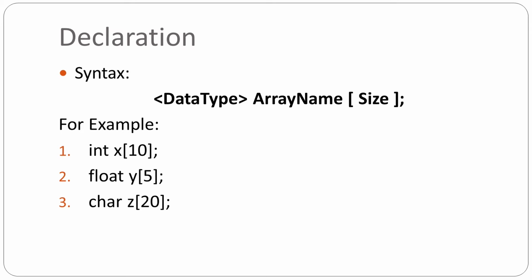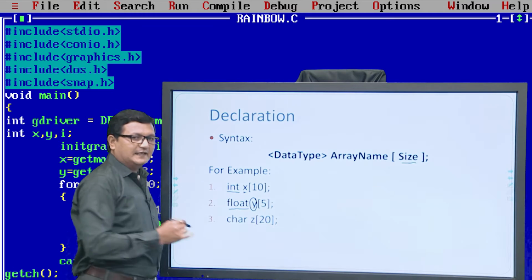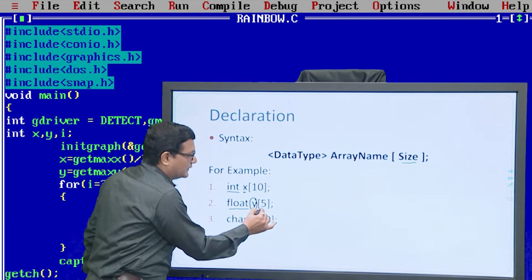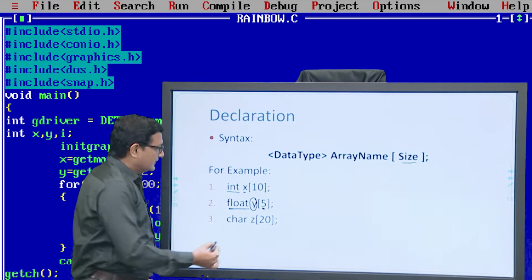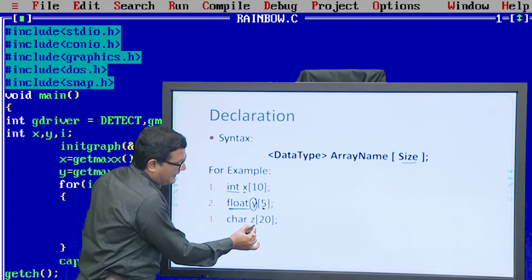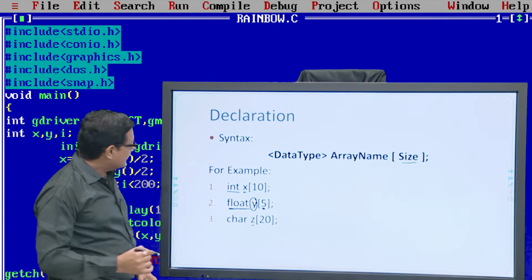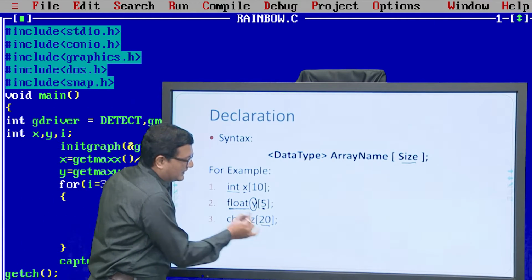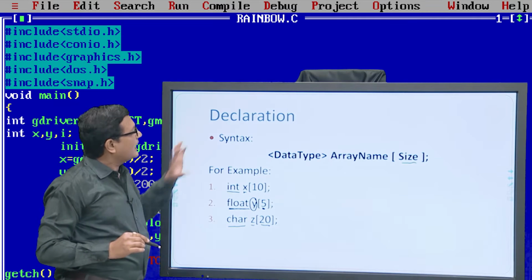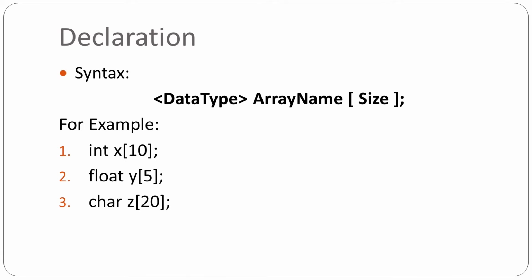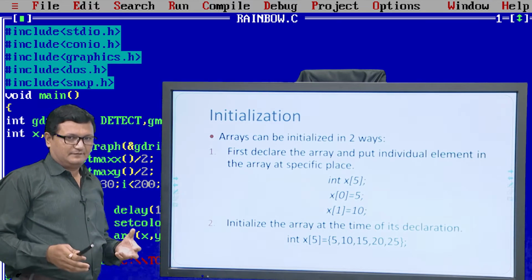Okay. Similarly, in the second example, y is the name of the array, and in that we are storing 5 float elements. In the third example, we have declared an array whose name is z, and this array can store 20 characters. So this is how we can declare the array. Next is how we can initialize it.